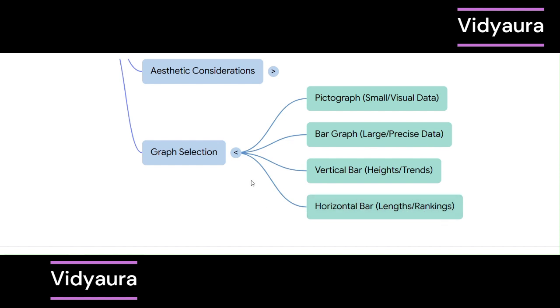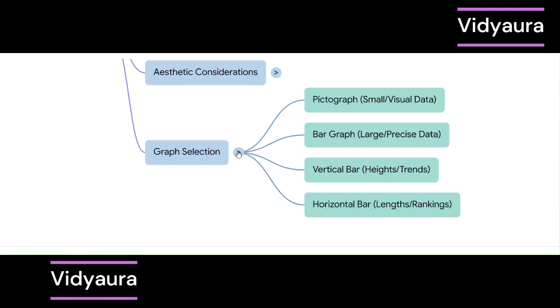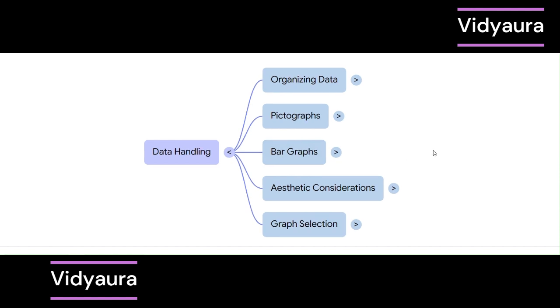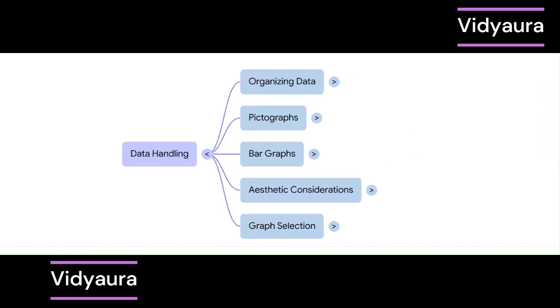Choosing the right graph is like choosing the right programming language. It depends entirely on the goal of your project. And that's data handling in a nutshell. From raw numbers to beautiful, honest visuals. Practice these steps, and you'll be able to tell stories with data that anyone can understand.